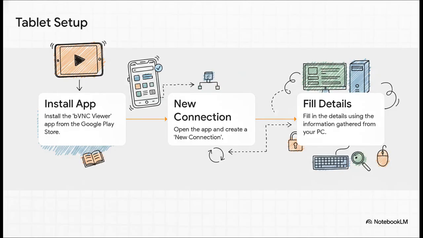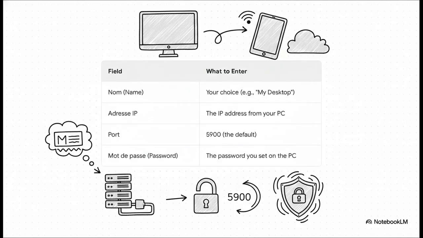All right, tablet time. First, head over to the Google Play Store and search for bVNC Viewer and get that installed. Once you open it up, we're just going to create a new connection. And guess what? This is where that IP address we just carefully wrote down is going to come in handy. Filling this out is a piece of cake. For name, you can put whatever you want. You know, my desktop, office PC, anything. For IP address, you're going to type in that number we found earlier. The port should already say 5900, so you can just leave that as is. And then, of course, for password, you'll type in that nice, secure password you created on your PC.